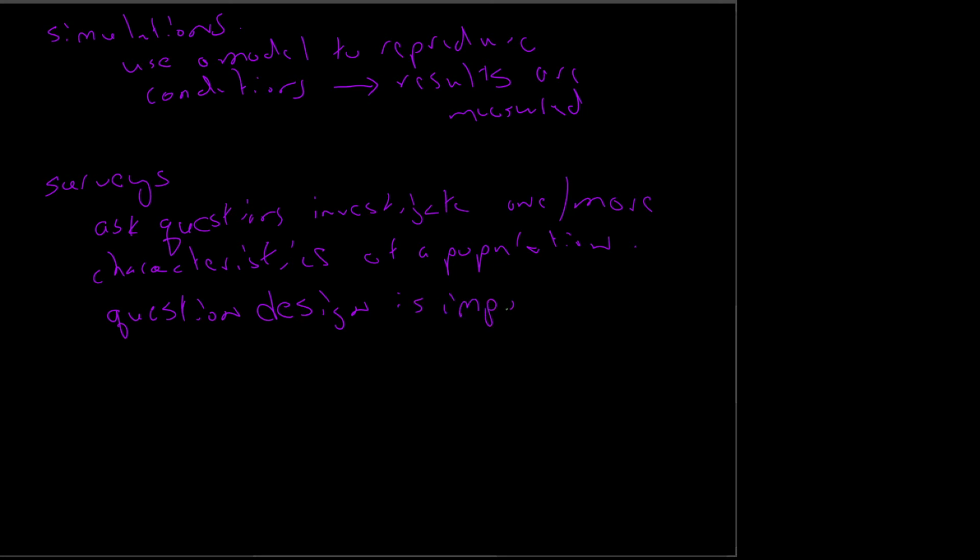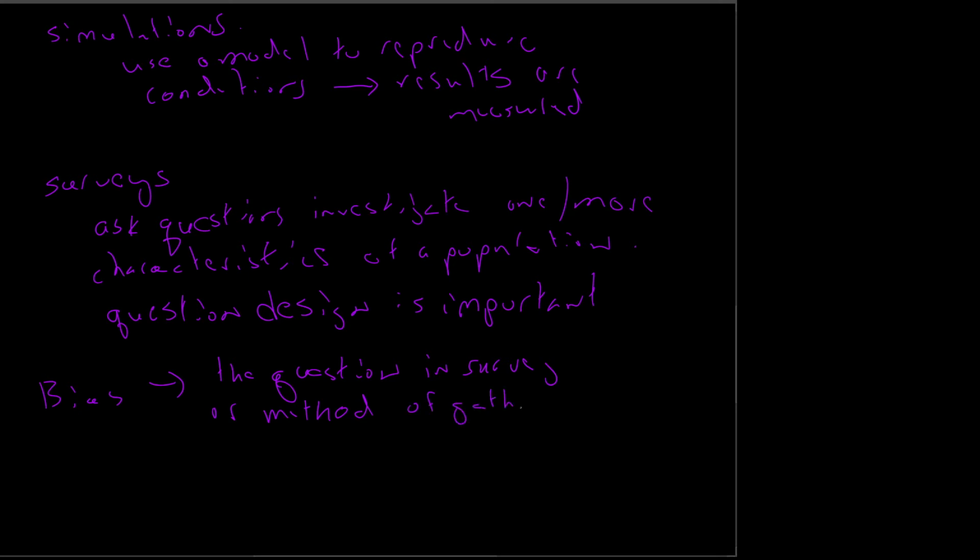In fact, one of the things we find in all forms of this is how you get information can affect what you see. And so you have to watch for what we're going to call bias, which is when the question in a survey, or method of gathering data, affects the results.